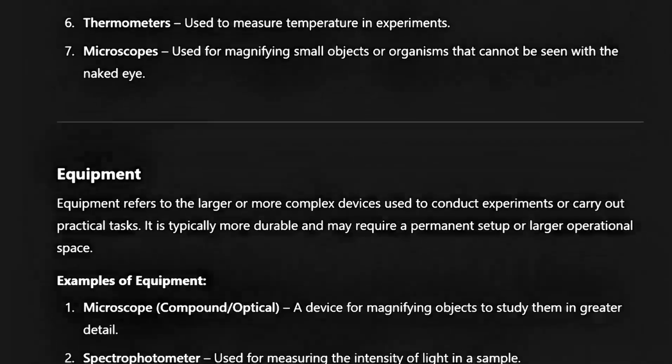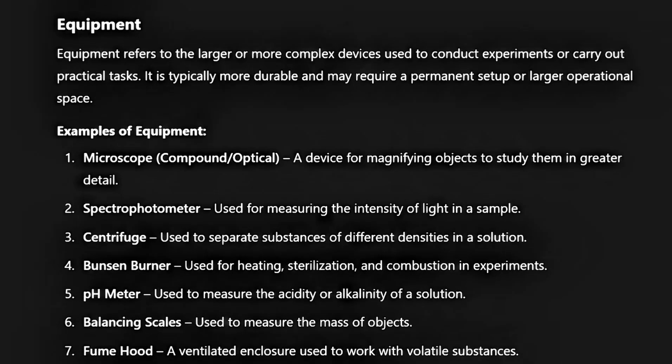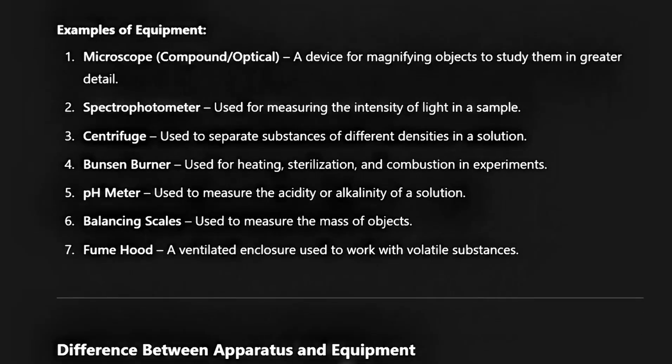Equipment refers to the larger or more complex devices used to conduct experiments or carry out practical tasks. It is typically more durable and may require a permanent setup or larger operational space. Examples of equipment. 1. Microscope, compound optical, a device for magnifying objects to study them in greater detail. 2. Spectrophotometer, used for measuring the intensity of light in a sample.